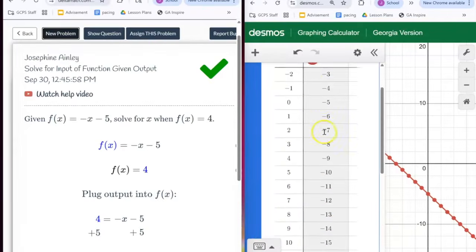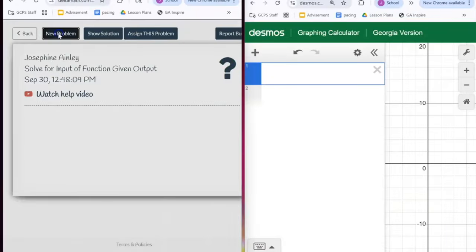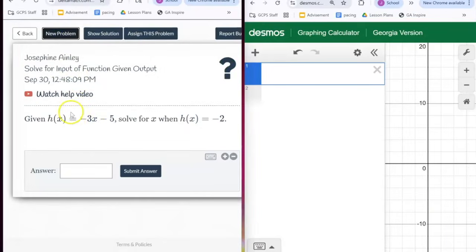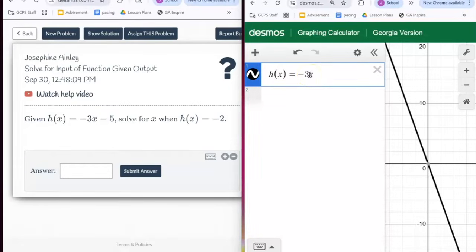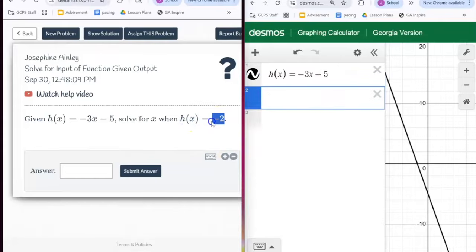I'm going to do another one of these just in case, because that one maybe is a little bit tricky for you. I don't know. So I'm going to do another one. Again, I'm given an equation. Anytime I'm given something, let's just go ahead and get in the habit of putting it in. Maybe it'll jog our memory. So -3x minus 5. All right, I want to know what is the x value when y is -2.